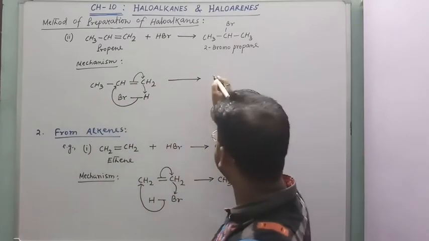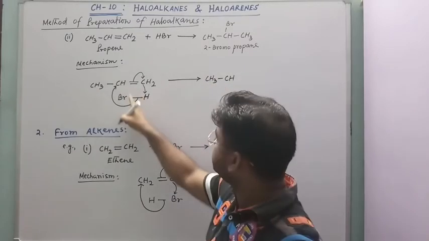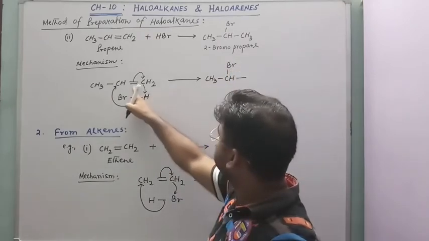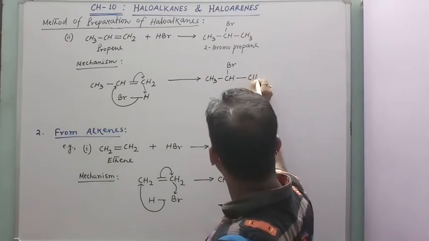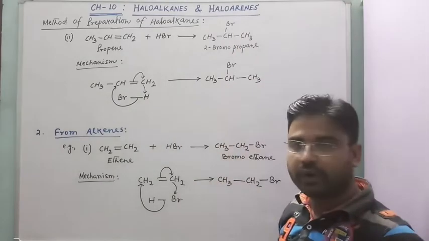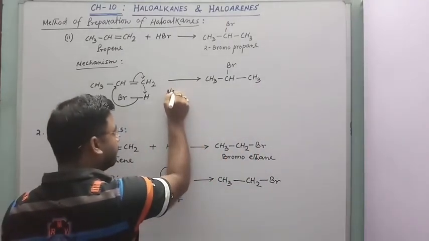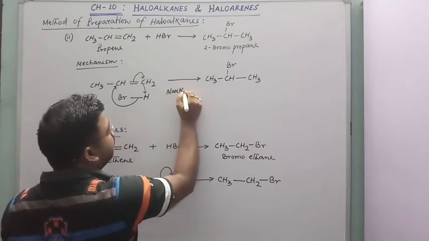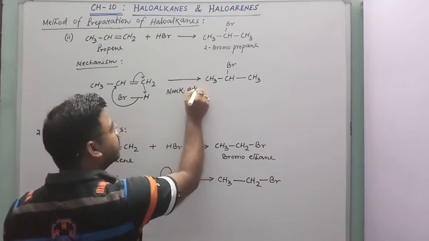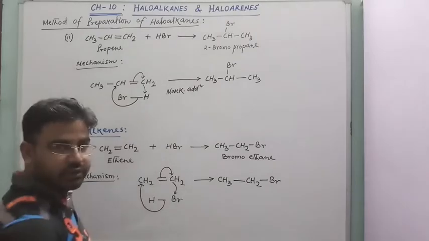So the product is CH3, CH, with bromine attached to the CH. The double bond breaks to become a single bond. CH2 and H combine to make CH3. So this is your product. And this reaction takes place according to Markovnikov's rule. So this is Markovnikov's addition reaction.